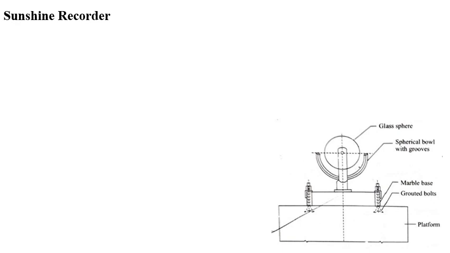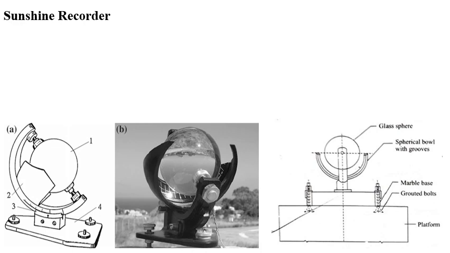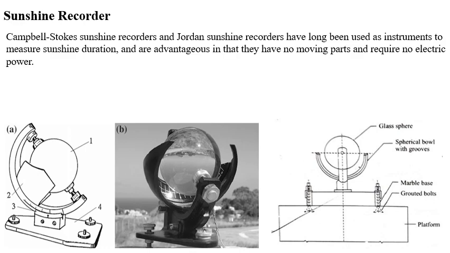For exact measurement, the sunshine recorder must be accurately adjusted for planar leveling. So leveling is very important, and so are the meridional direction and latitude. You can see the actual sunshine recorder in figures A and B. It does not require any electric power, that is one advantage, and there is no moving part, so it is most advantageous over all other measuring instruments.